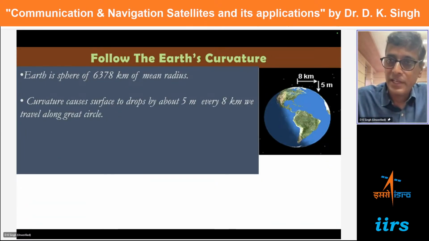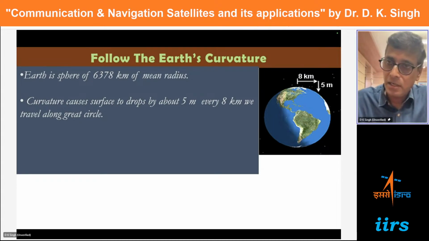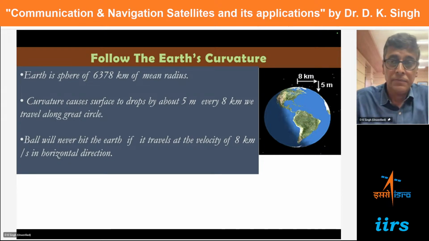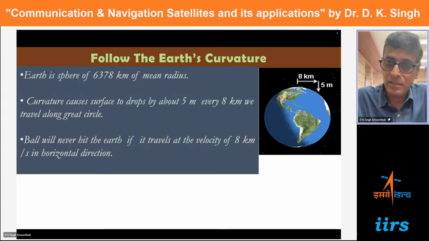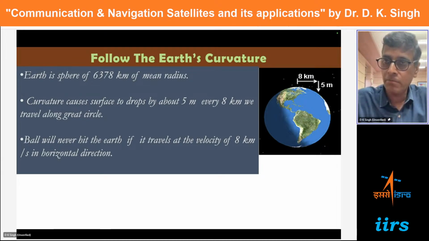So if you look at the right side diagram, it talks about the curvature of Earth. The curvature of Earth falls by about 5 meters below the horizon every 8 kilometers. So with this, one can infer that if the ball can be thrown at such a velocity in the horizontal direction that it travels 8 kilometers in 1 second, then it will fall by 5 meters in the downward direction. That means every second the ball is traveling 8 kilometers and falling by 5 meters.